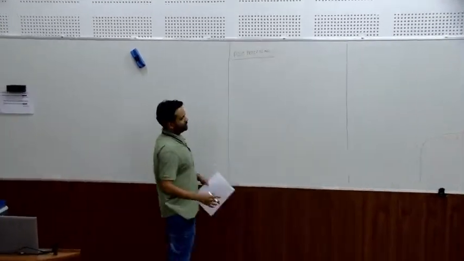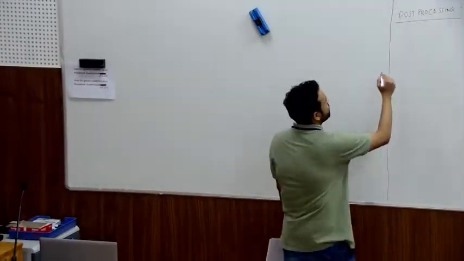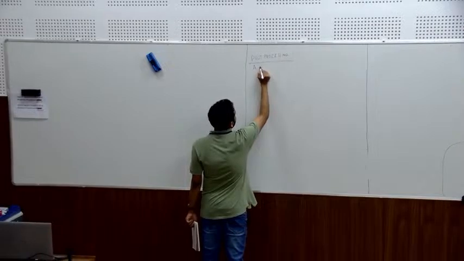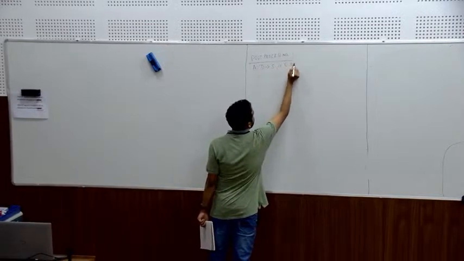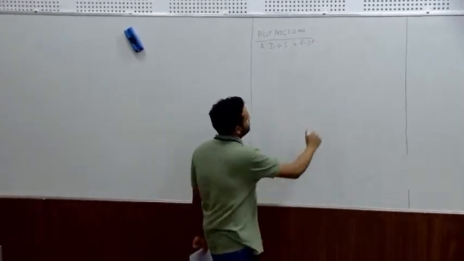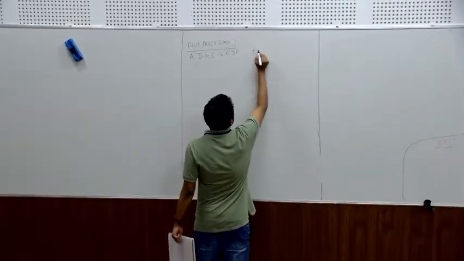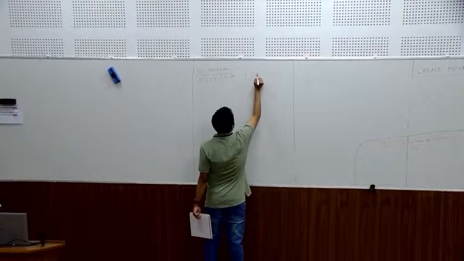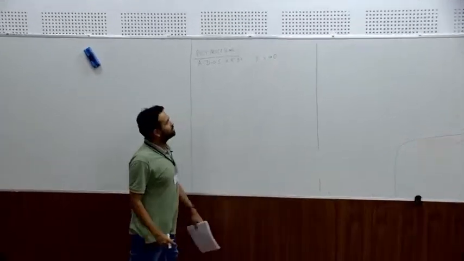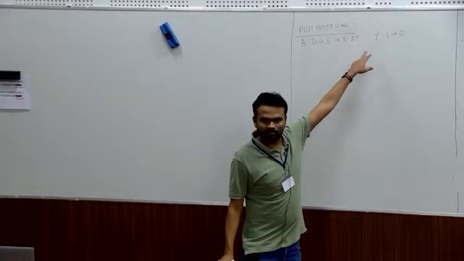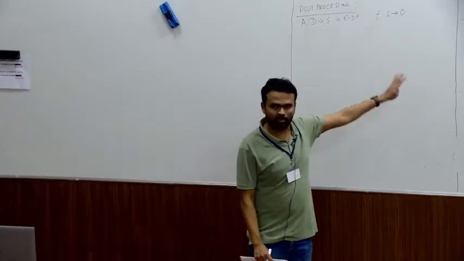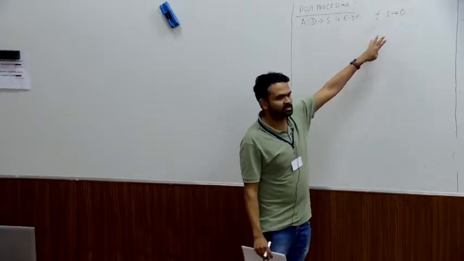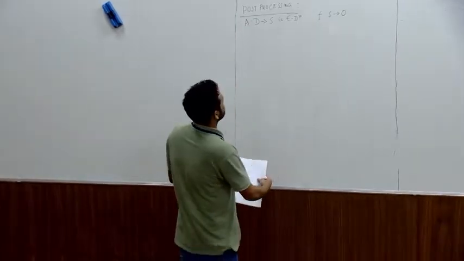So what was the definition? A is an algorithm from D to S that is epsilon-DP, right? And f is a function from S to O. I am giving the proof when f is a deterministic function. However, the proof will hold when f is a random function. That will be your exercise. I will not prove it for a random function, just for a deterministic function.